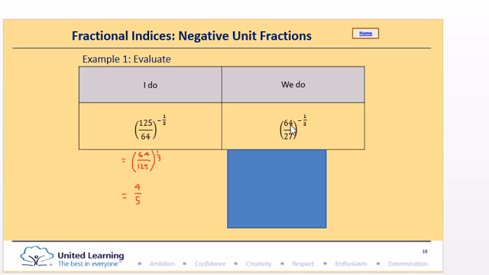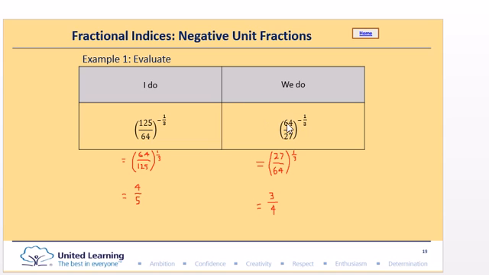Please pause the video here and try the we do by yourselves. Start off by getting rid of the negative power by flipping this fraction upside down. Okay, so 64 over 27 to the power negative a third. Flip it upside down and get rid of the negative power. So this becomes 27 over 64 to the power of a third. And then the power of a third means the cube root. So we find the cube root of 27 and the cube root of 64, which brings this down to 3 over 4, or 3/4.